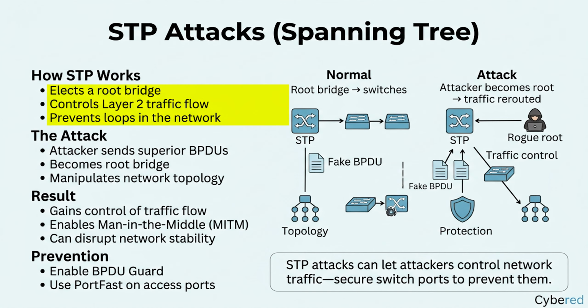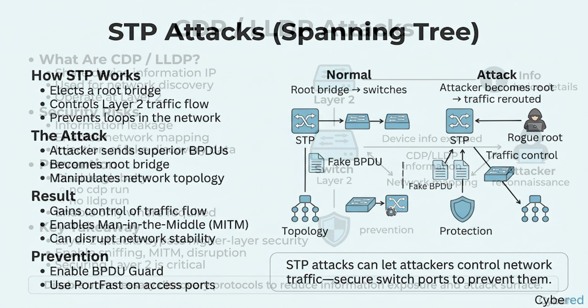Spanning tree attacks. STP elects a root bridge to control traffic flow. The attacker sends superior BPDUs and becomes the root bridge. The result? They control traffic flow and enable man-in-the-middle attacks. You can prevent this. Enable BPDU guard and use PortFast on access ports.